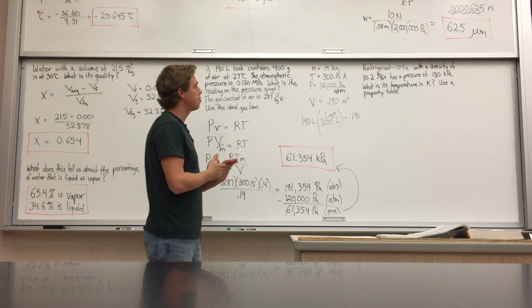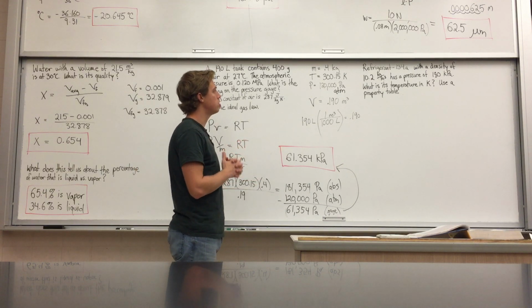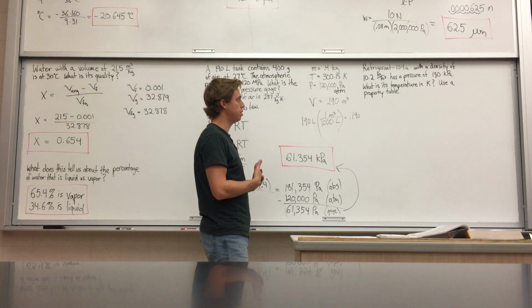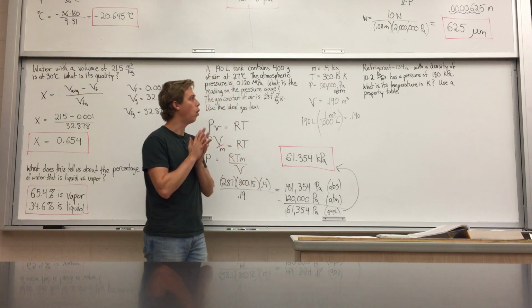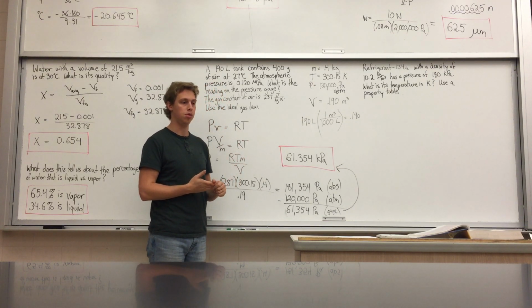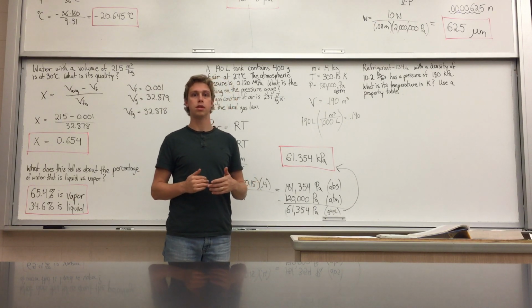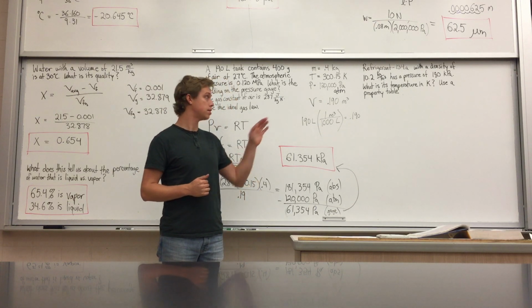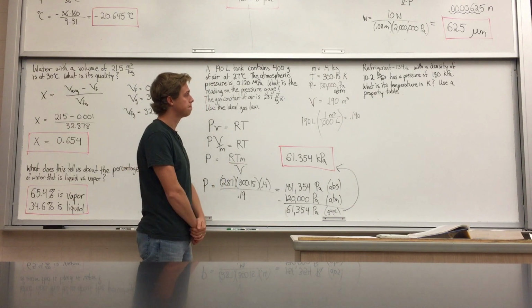Moving on, refrigerant 134A with a density of 10.2 kilograms per meters cubed has a pressure of 180 kilopascals. What is its temperature in Kelvin? Use a property table. Side note that we did discuss all of the problems in our review last Friday except for this. This is the new one. It will be on the test.